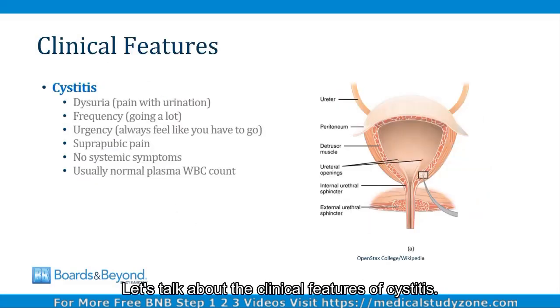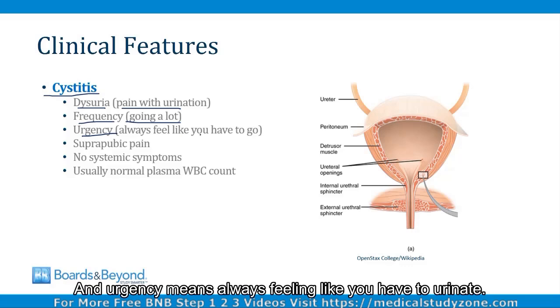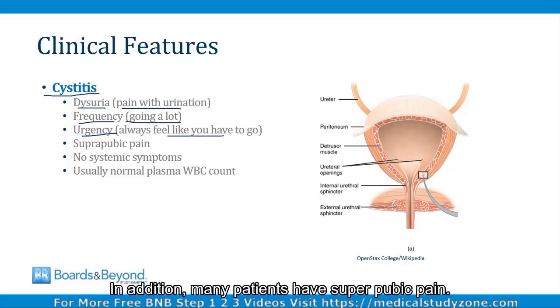Let's talk about the clinical features of cystitis. The three classic symptoms of cystitis are dysuria, frequency, and urgency. Dysuria means pain with urination. Frequency, as the name implies, means going to the bathroom a lot. And urgency means always feeling like you have to urinate. In addition, many patients have suprapubic pain.